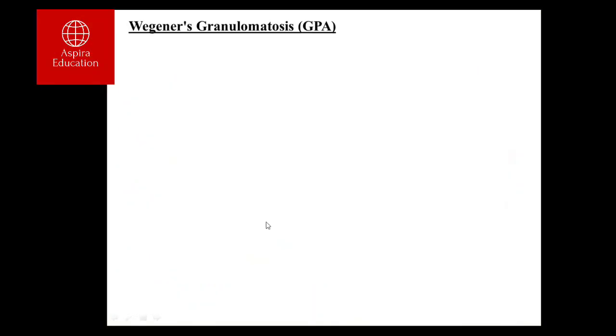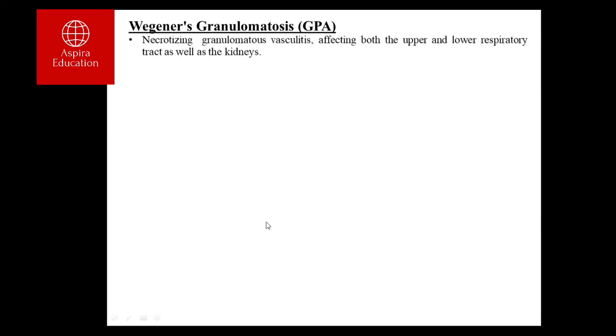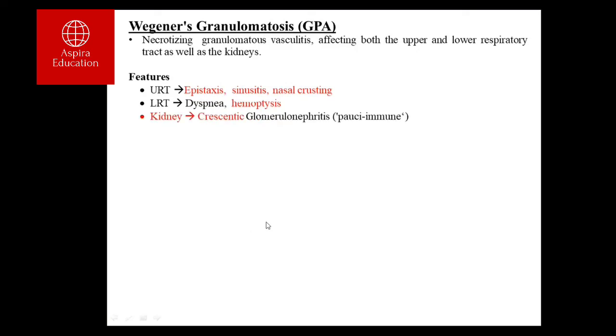Now, moving on to the small vessel vasculitis, which is granulomatosis with polyangiitis, the most common among the small vessel vasculitides. As we discussed in the previous lecture, it usually presents with involvement of the upper respiratory tract, lower respiratory tract, plus renal involvement. Upper respiratory tract symptoms could be epistaxis, sinusitis, nasal crusting. Lower respiratory tract involvement includes hemoptysis, and the kidney usually develops crescentic glomerulonephritis.